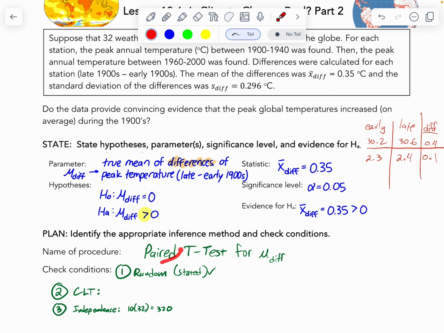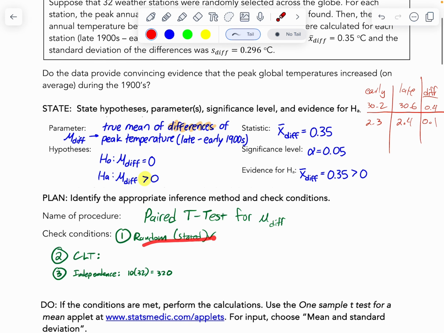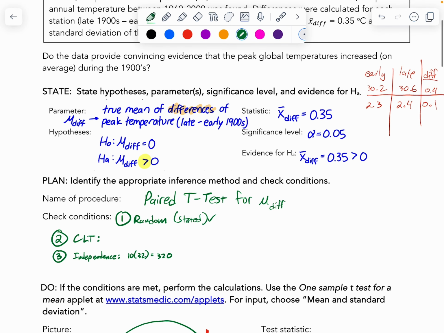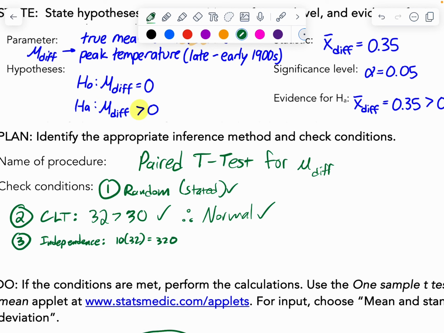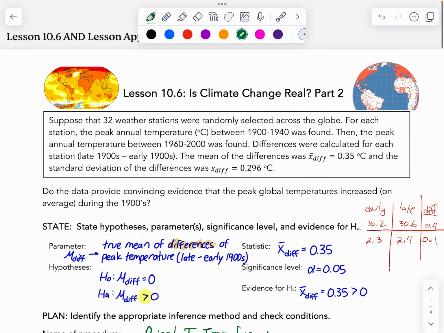Each individual in the sample provides 2 data points, and then we compare them. It was random. It said as much. The CLT, it said we had 32 data points, which is great. So therefore, it is normal. Independence: take your sample times 10 and compare that to the population of all the weather stations. And if you remember that from yesterday, here's kind of a picture of it up here.